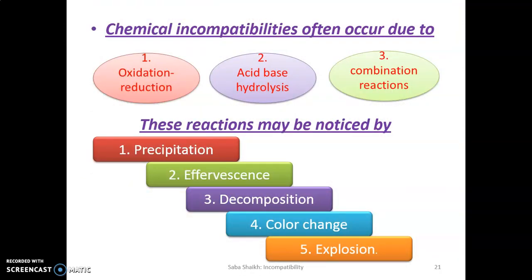Chemical incompatibilities often occur due to three main types. First is oxidation reduction reactions, second acid-base hydrolysis reactions, and third combination reactions. If one of these three reactions is happening in the product, we can identify it by precipitation. We can see effervescence in the product, we can see decomposition in the product, we can see color change, and sometimes explosions also take place as a result of chemical incompatibility.